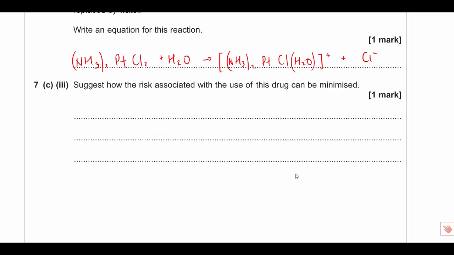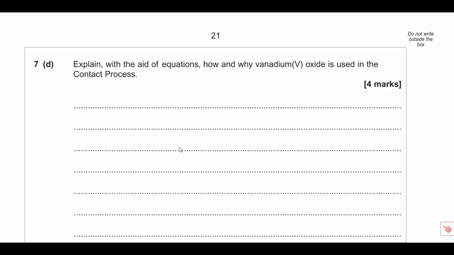Now, how the risk associated with the use of this drug can be minimized. Again, suggest with any sort of drug, reduce the risk. If you need to use it, then you could use it in small amounts. And I'd probably stick with that. Or target the use. I'd go with using small amounts. Or yeah, target where you're going to use the application. So using small amounts.